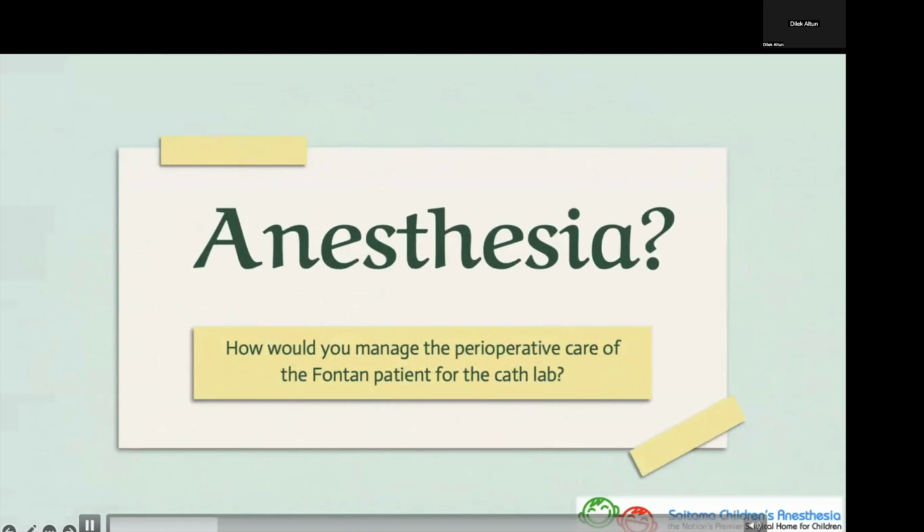Now, let's turn our attention to the perioperative management of this Fontan patient in the Cath Lab. Managing anesthesia for these patients is particularly challenging due to their reliance on passive venous return and the absence of a right-sided pump. This raises important questions about how best to maintain hemodynamic stability during the procedure. As we discuss this further, I want you to consider the risks and benefits of each approach and how we can mitigate those risks in a patient with such delicate physiology.